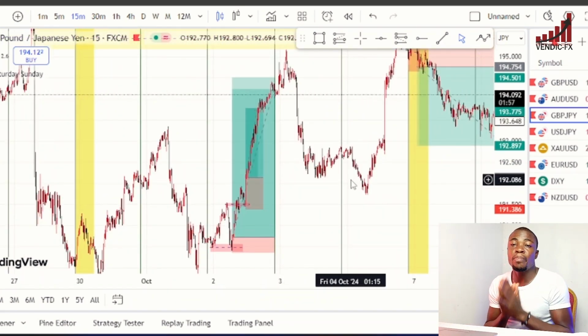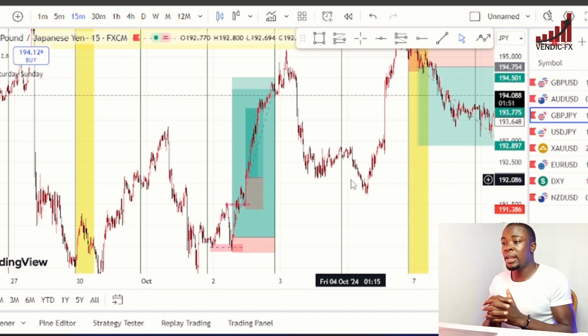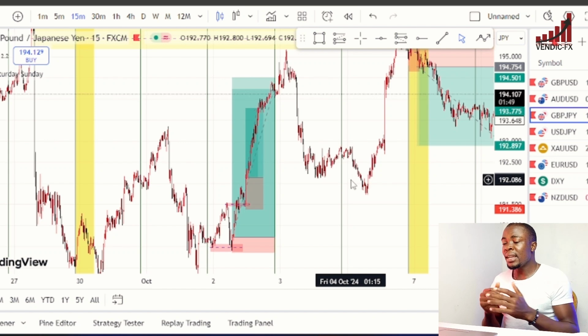So this is one entry pattern you should be looking at. A 3 bar reversal is one of my favorites. When I see candles reverse at a certain zone like that, it's always one of my favorite patterns to trade off of. This is one important entry model you need to have.